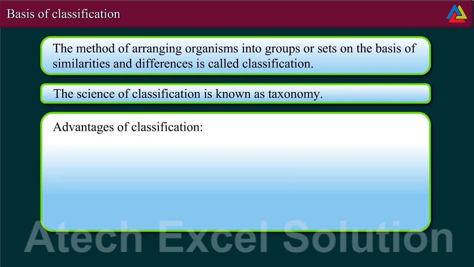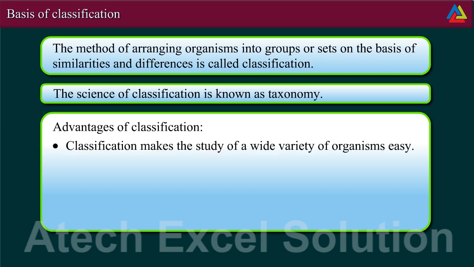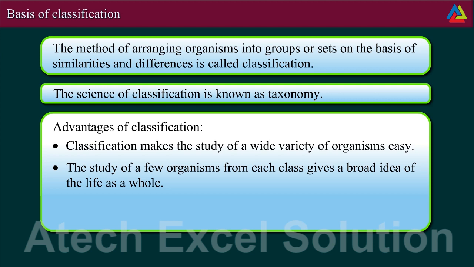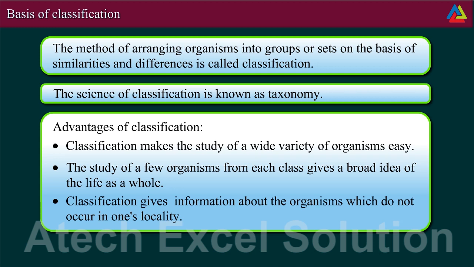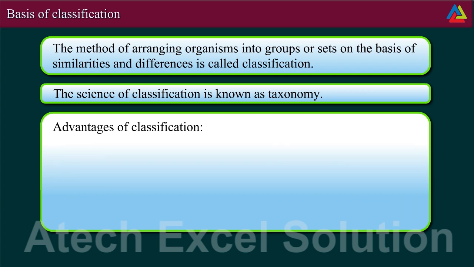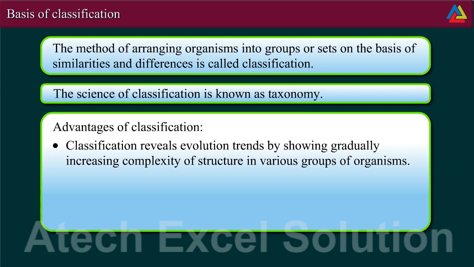There are many advantages of classification of living organisms. Classification makes the study of a wide variety of organisms easy. The study of a few organisms from each class gives a broad idea of life as a whole. Classification gives information about the organisms which do not occur in one's locality. Classification reveals evolution trends by showing gradually increasing complexity of structure in various groups of organisms.